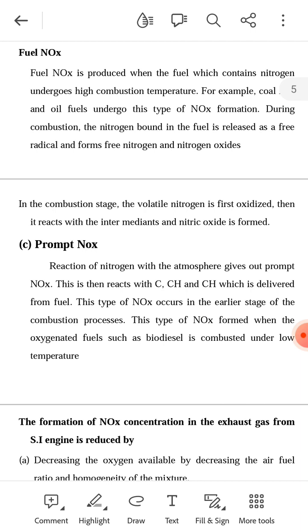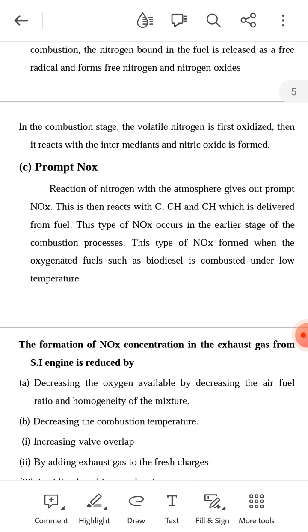The reaction of nitrogen in the atmosphere gives out prompt NOx. This then reacts with the carbon and hydrocarbon which is derived from fuel. This type of NOx occurs in the early stage of the combustion process. This type of NOx is formed when an oxygenated fuel such as biodiesel is combusted under low temperatures.